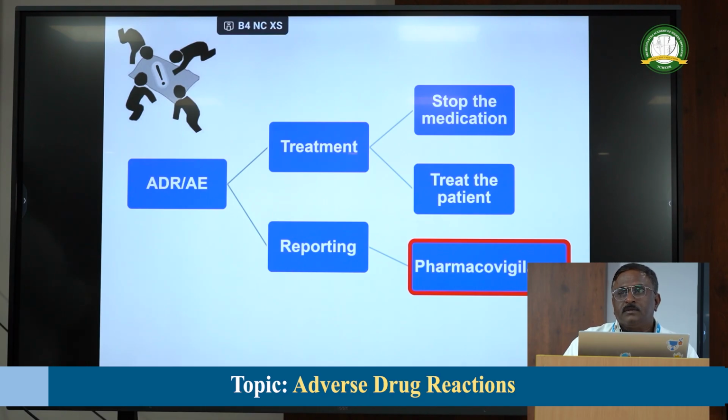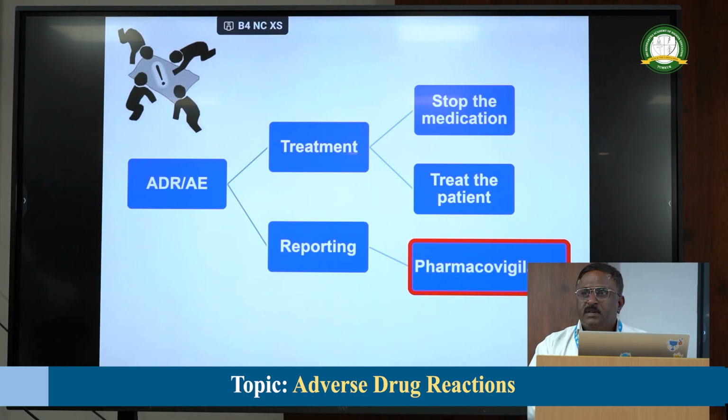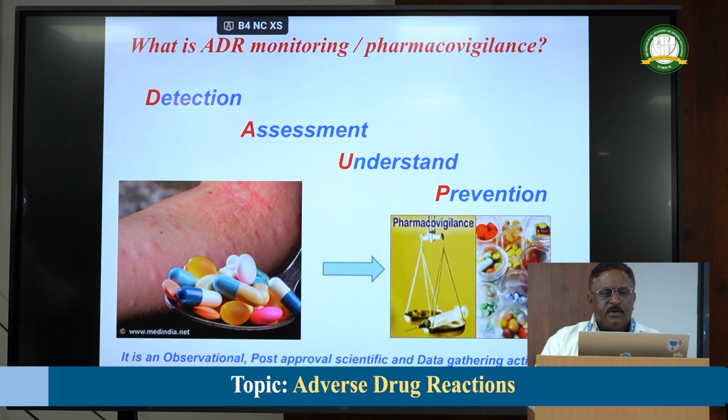The other part is, when you identify these adverse drug reactions, you need to report to the pharmacovigilance unit of a particular hospital. Later on they will take the issue to the higher centers. So what is this adverse drug monitoring center or pharmacovigilance? This pharmacovigilance program is mainly associated with detection, assessment, understanding and prevention of adverse drug reactions. It is an observational, post-approval scientific and data gathering activity related to adverse events or adverse drug reactions.